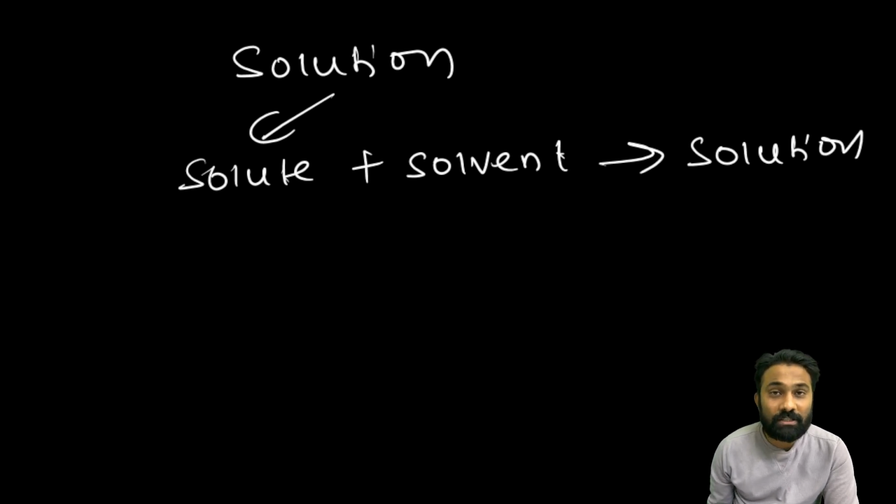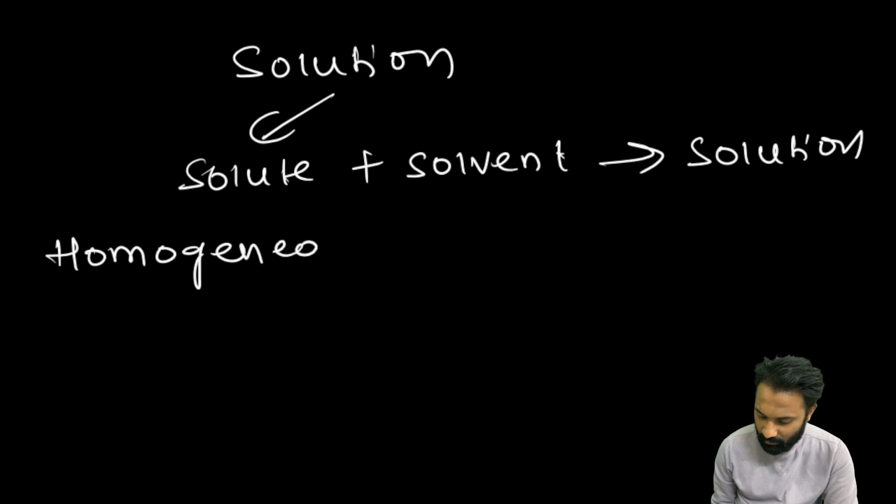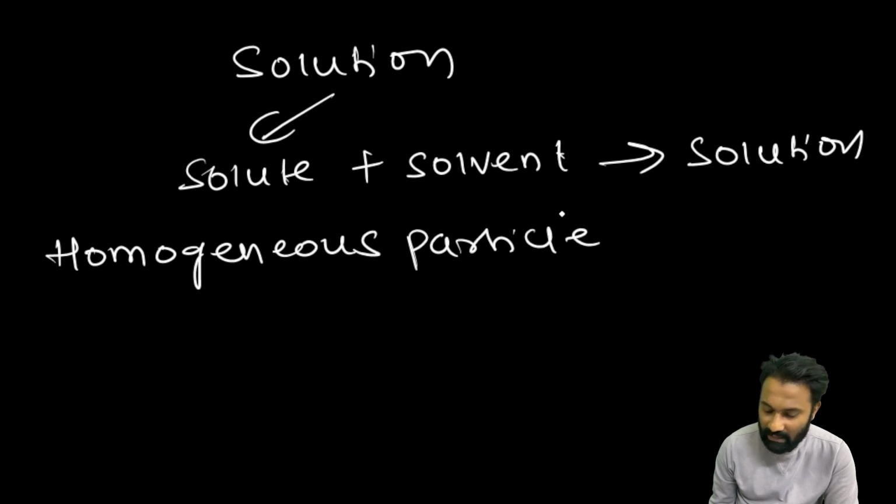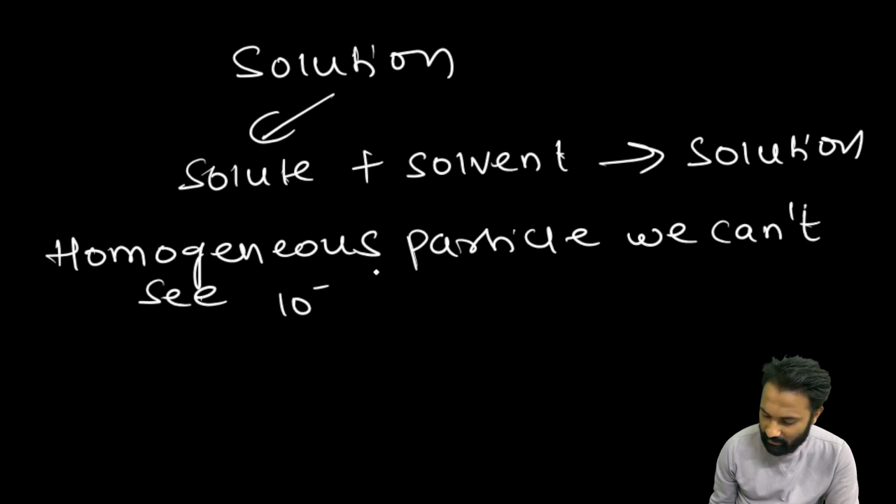Clear? Now which type of solutions are we going to deal with? Homogeneous mixture, or homogeneous solution, right? What is the meaning of homogeneous? The particles present in the solution we can't see. Clear? Why? Because the particle size is 10 to the power minus 7 centimeter, or 1 nanometer.